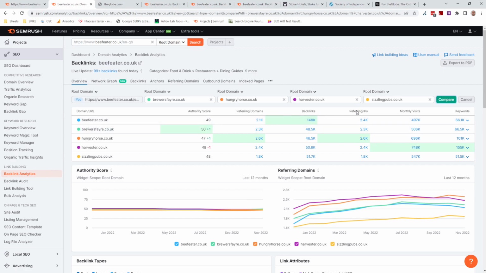Referring IPs, I think you can ignore this mostly. This is the IP addresses that are referring to Beefeater. Generally speaking, don't touch this at all.